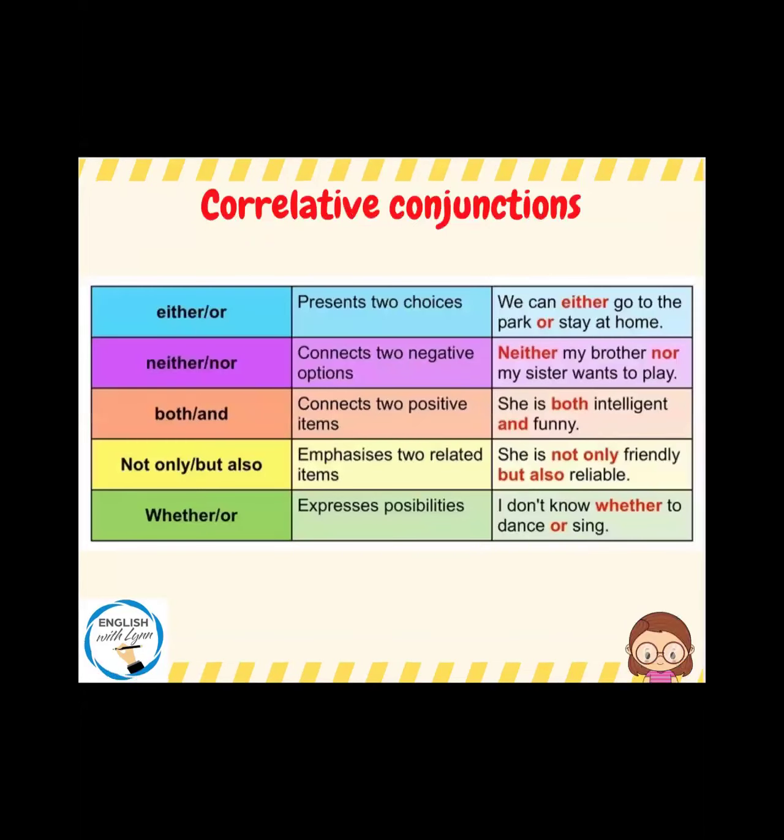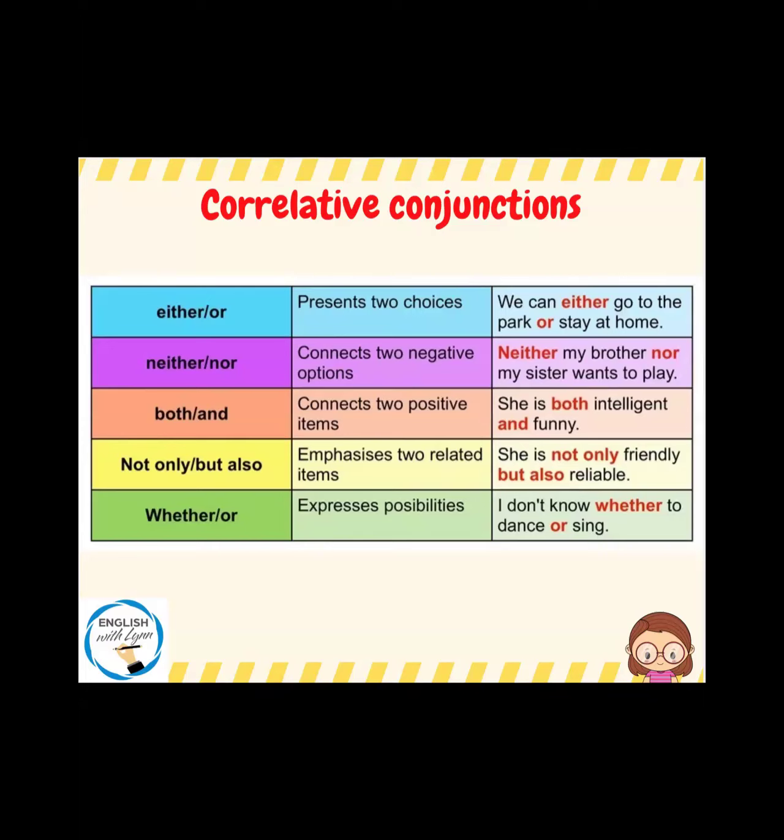So the five most common examples are, first, either or, and if you use this, you are presenting choices. So you can either go to the park or stay at home. You can't do both of those things. You have to decide which one you want to do.